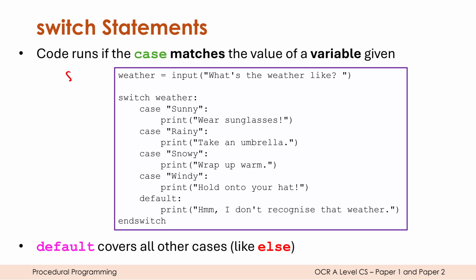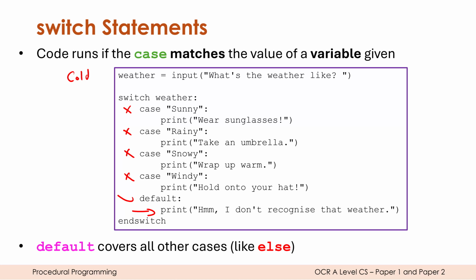So if I typed in snowy when I entered the weather, it's going to go through each case one by one and compare it to what was typed in. So snowy isn't equal to sunny, that doesn't run. Snowy isn't equal to rainy, that doesn't run. Snowy is equal to snowy, therefore this line of code runs and it skips the rest of the switch statement. And if I typed in, I don't know, cold, well, the first case isn't matching, neither is the second one, neither is the third one, neither is the fourth one. So therefore the default case runs and we get, I don't recognize that weather outputted.